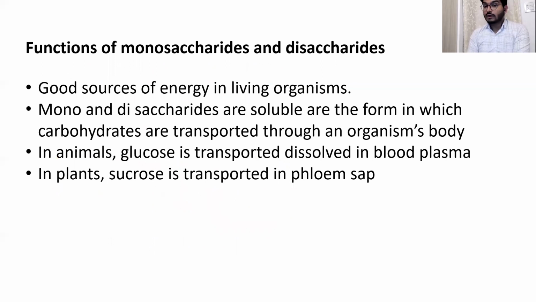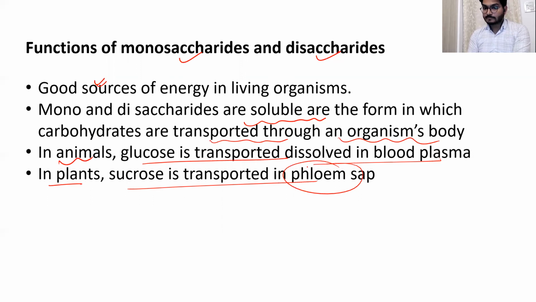Okay, so what are the functions of monosaccharides and disaccharides? Simply, they are the simple sugars, and they are a good energy source for living organisms. As they are simple, they are easily soluble, and if they are easily soluble, this means they can be transported throughout the organism's body. In animals, glucose is transported in the dissolved state in plasma, and in plants, sucrose is transported in the phloem sap.